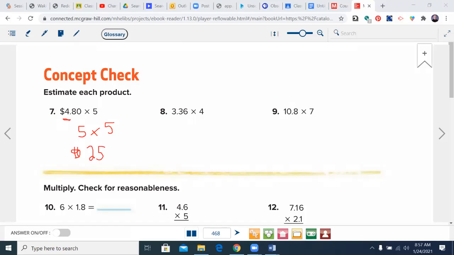All right, I want you to go ahead and try number 8. And you'll do that by pausing your video and then unpausing the video when you're ready to check your answer. You may pause the video now.